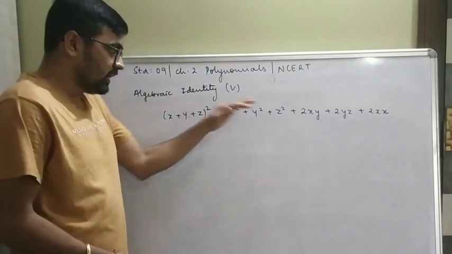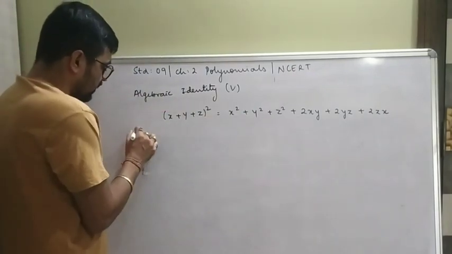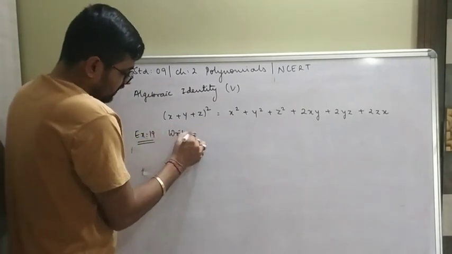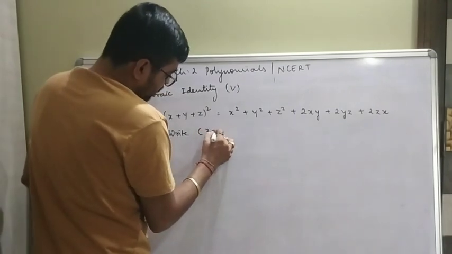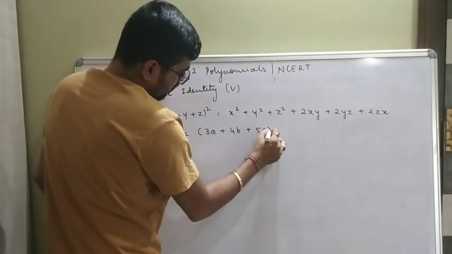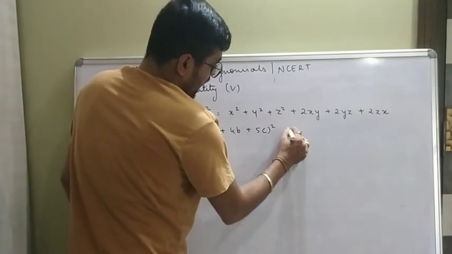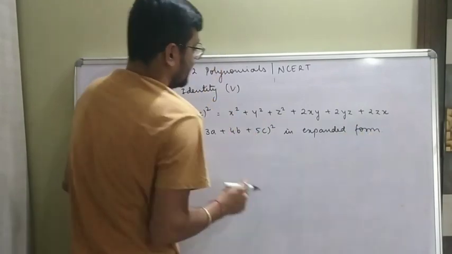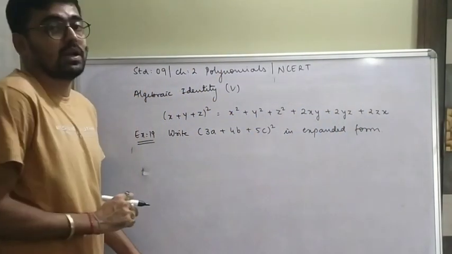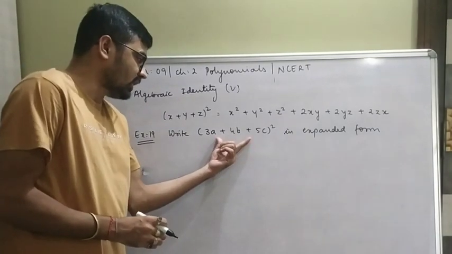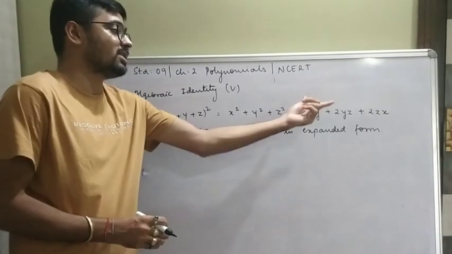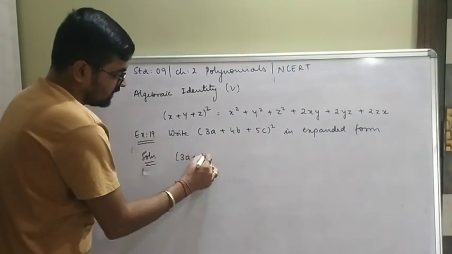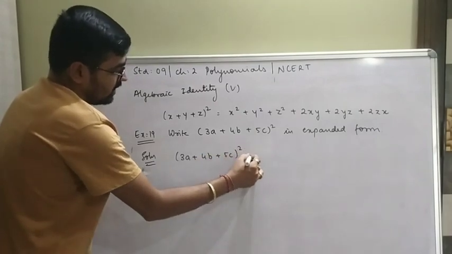Now to understand this identity, let's take one example, and that is example number 19. Write 3a plus 4b plus 5c whole square in expanded form. What does that mean? This right hand side is the expanded form. So we have this particular thing and we want to write this in expanded form. Correct? So first of all, let's write this down again over here. 3a plus 4b plus 5c whole square.